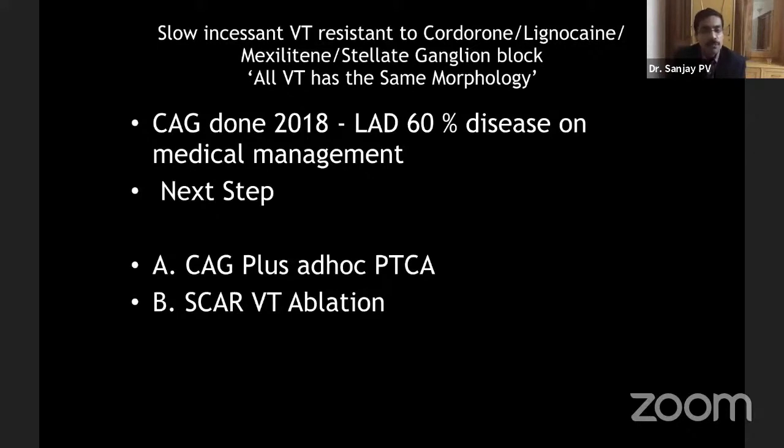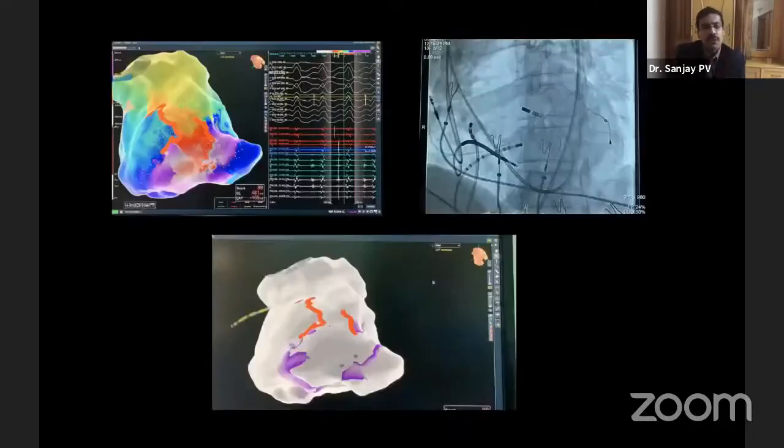You could argue that there could be some hibernating myocardium, and we should do a SPECT or PET. But all his VT morphology was absolutely the same. It was the same slow VT. It had the tendency of not changing at all. It was never more than a single morphology. So it was scar VT, we were 100% sure. And we took this patient for a scar VT ablation.